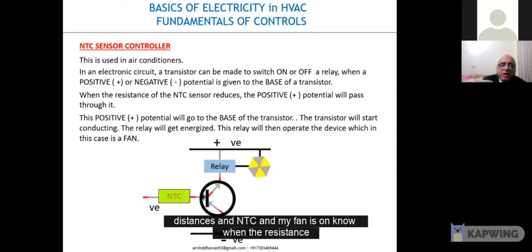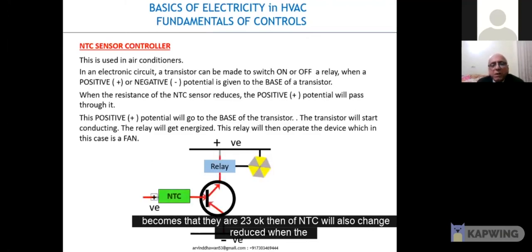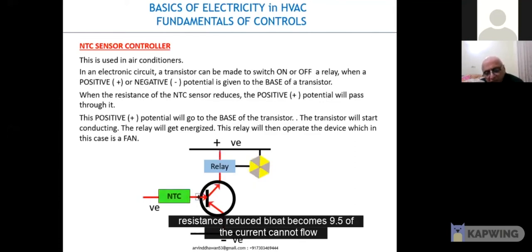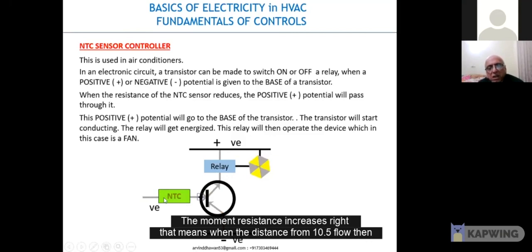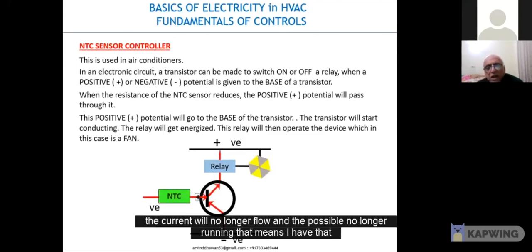Now, when the ambient temperature becomes, let us say, 23, the resistance of the NTC will also reduce. When the resistance reduces below 10 ohm, let's say becomes 9.5 ohm, then the current cannot flow because of the higher resistance. The moment the resistance increases, the current will cease to flow. That means when the resistance changes from 10 to 10.5 ohm, the current will no longer flow and the transistor will no longer run.